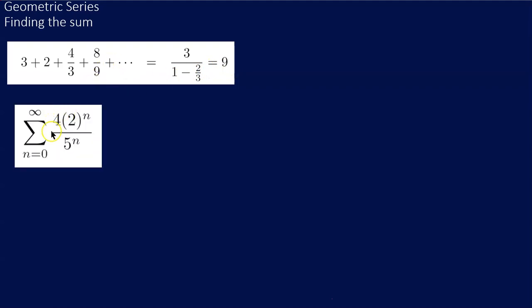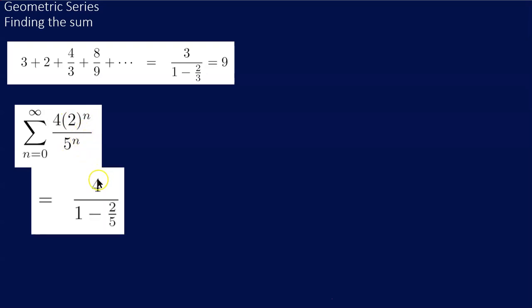Let's try another one. Here I have n goes from 0 to infinity. I really don't care where it starts. That's just going to tell me what that a is at the beginning. But let's look at this. We have 4. Okay, that's just a number. It's not raised to a power. I could pull it out here. No harm, no foul. 2 to the n over 5 to the n. That means each term is being multiplied by another 2/5. So my first term, let's plug 0 in. So I'll have 4 as my first term. And the ratio is 2/5. So 4 over 1 minus 2/5. Simplifying the fraction, I get 20/3. So that is the sum of that geometric series.